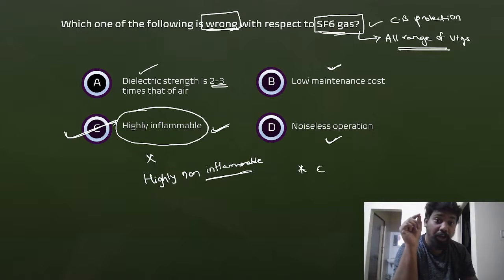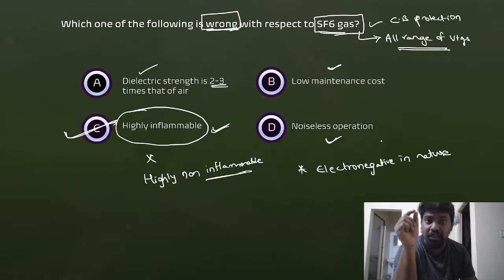Also, one more point to be remembered is that SF6 gas is highly electronegative in nature. Electronegative in the sense that it can absorb electrons very easily.